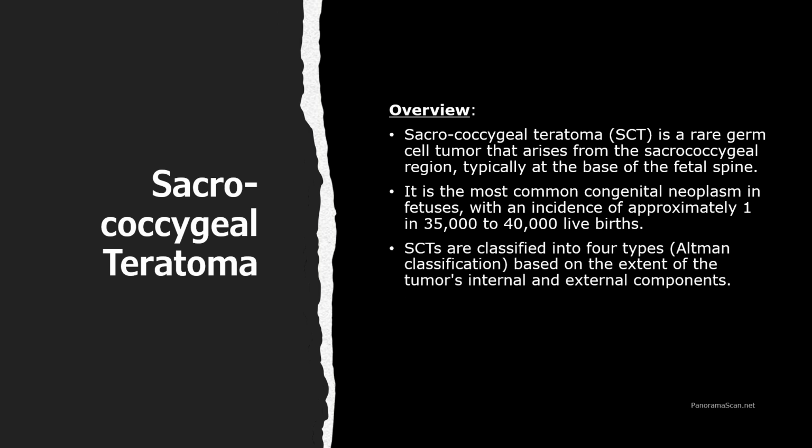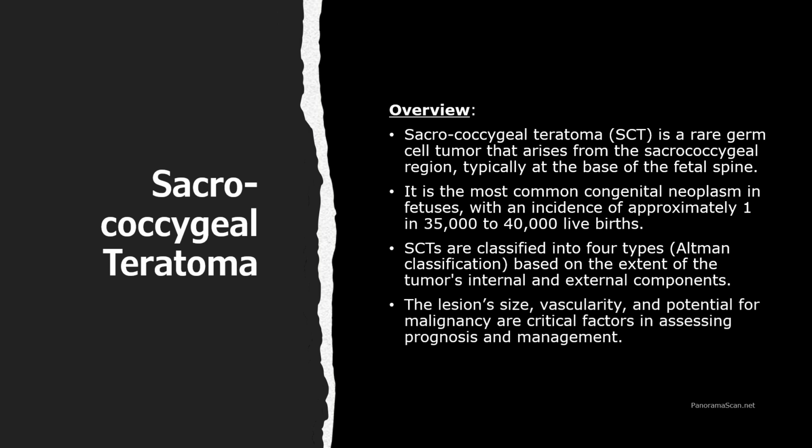Sacrococcygeal teratomas are classified into 4 types based on their internal and external components, according to the Altman classification. This classification helps determine the extent of the tumor and plays a key role in the management plan. The tumor's size, vascularity, and potential for malignancy are crucial in evaluating the prognosis and deciding on the appropriate management strategy.